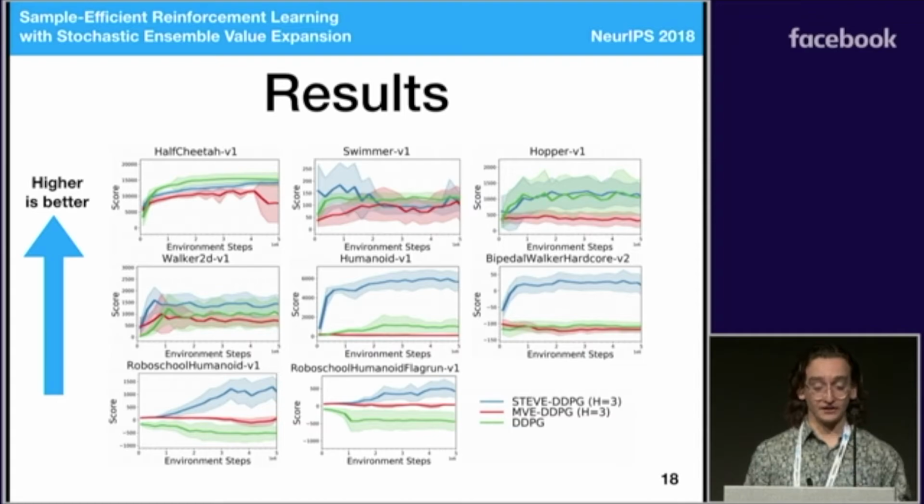We also evaluate on a number of larger scale continuous control tasks. Note that we are now reporting reward, not loss, so higher is now better. The blue line here is again Steve, while the red and green lines are our model-based baseline, model value expansion, and our model-free baseline, DDPG, respectively. We see that Steve matches or outperforms the baseline on every task. Interestingly, this gap is larger on the more difficult tasks, such as Humanoid-v1, even though the dynamics of these environments are much more difficult to model.